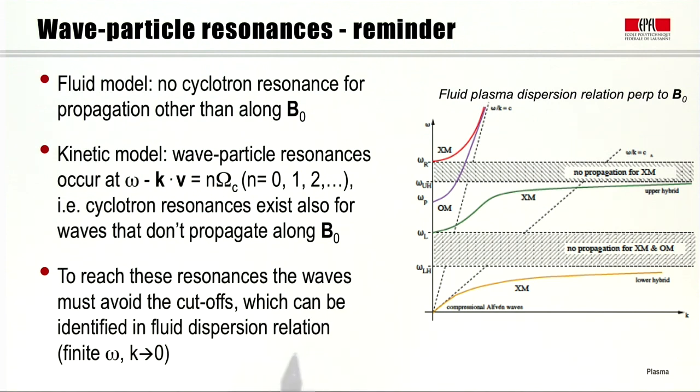And although the resonance cannot be identified by the fluid model, at least in perpendicular propagation or oblique propagation in general, the cutoffs can. And in fact, in this dispersion relation that we have already seen before, we can identify cutoff points such as omega L and omega R for the extraordinary mode, the mode in which the oscillating electric field is perpendicular to the ambient magnetic field, or the omega P cutoff, which is the well-known cutoff for the ordinary mode, which corresponds to the polarization of the wave such that the oscillating electric field of the wave is actually parallel to the ambient magnetic field.